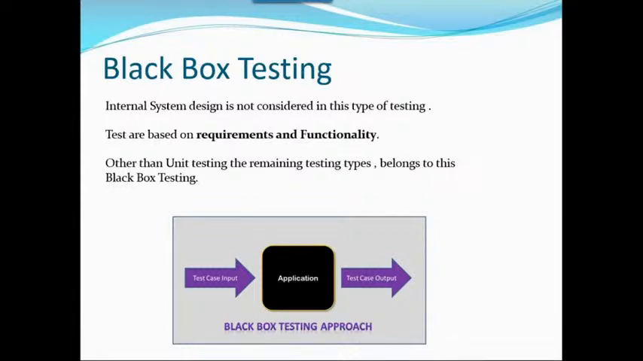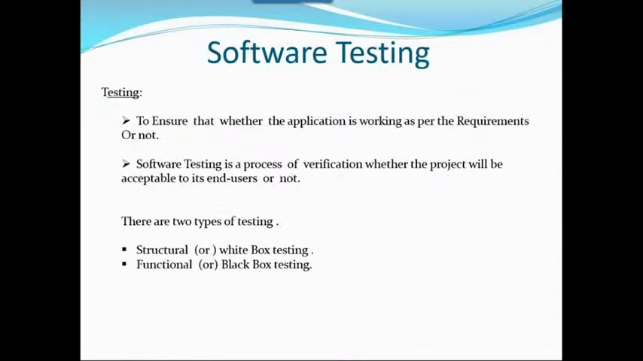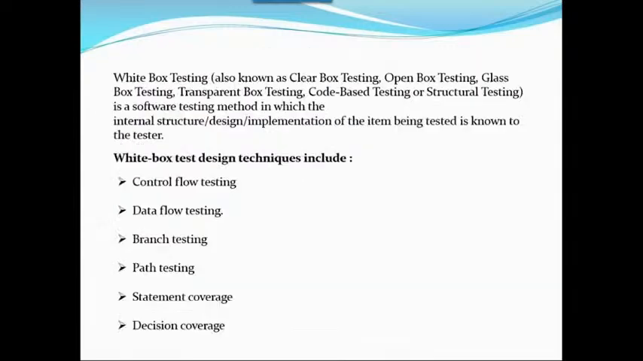Other than unit testing, which I told you is done by the developer, the remaining types belong to black box testing only. So in real time we are black box testers, functional testers. We need to check whether the application is working as per the given requirements and functionality. Is it clear? Anybody have any questions? It's very, very important: testing is of two types, structural and functional. Structural testing is done by the developer and functional testing is done by the QA.